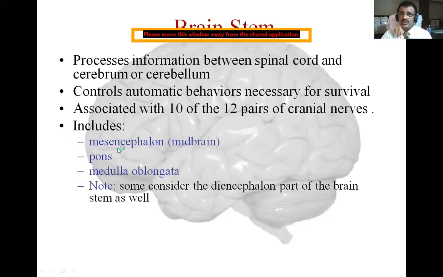And the brainstem includes midbrain, which is called mesencephalon, pons, which is a part of metencephalon, and medulla oblongata, which is called myelencephalon. Okay.